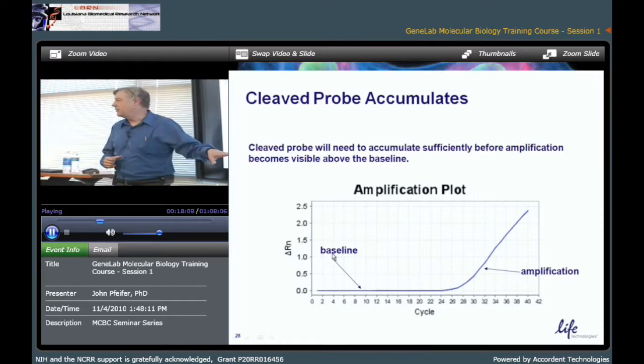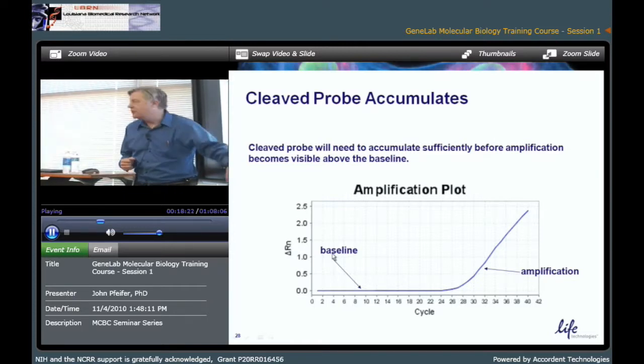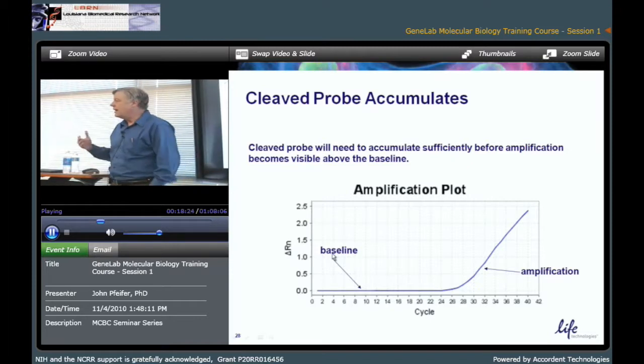So you can guess from this that amplification must have been happening in the baseline cycles. But in these early cycles, we have not accumulated sufficient cleaved probe to see the signal above the noise. But by the time we get to this point, say around cycle 26 or so, we have accumulated sufficient cleaved probe. We are now seeing strong signal emerging from the baseline.